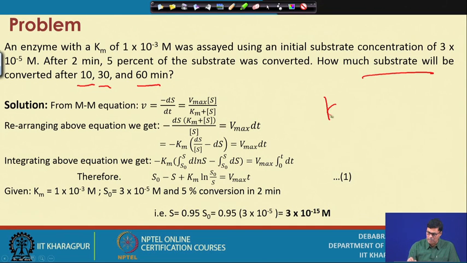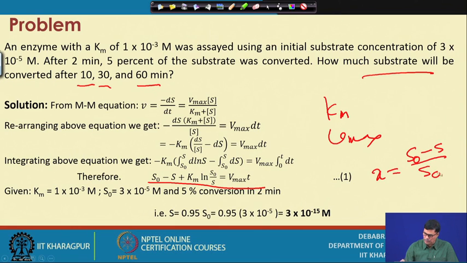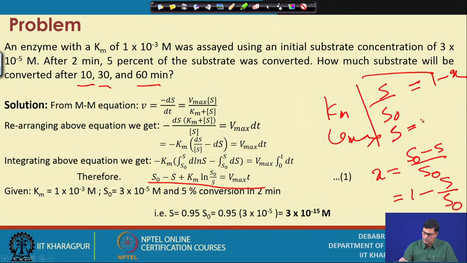Now we know the Km value, we know the Vmax value, and we have this correlation, am I right? So we can define x equal to S0 minus S by S0. In terms of x, this is 1 minus S by S0, so S by S0 equals 1 minus x. So S equals S0 times 1 minus x. We can convert this term into the form of S0 and x. What is x? x is nothing but how much substrate is converted, and that is exactly what we have to find out.